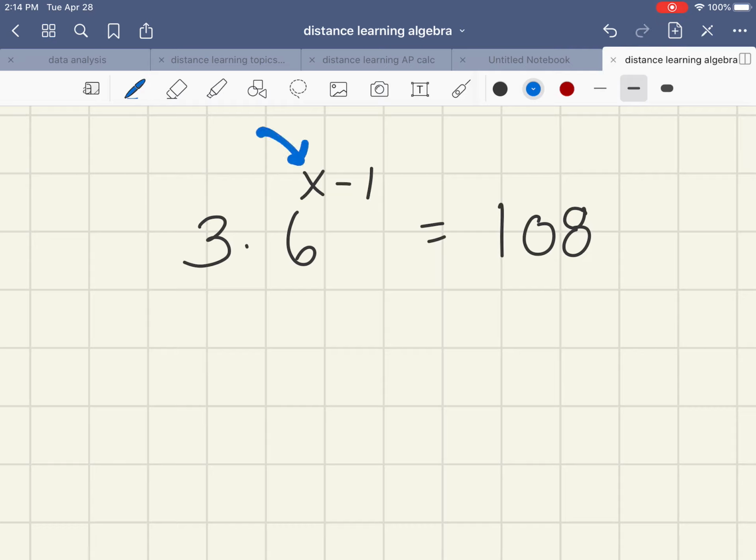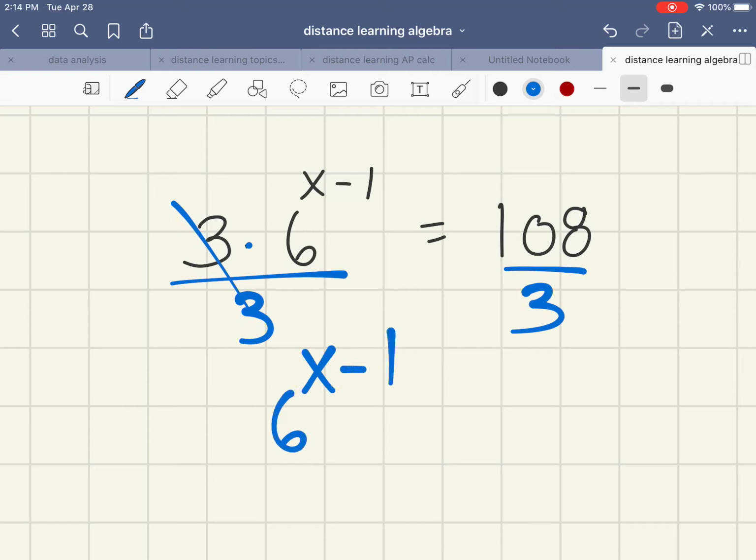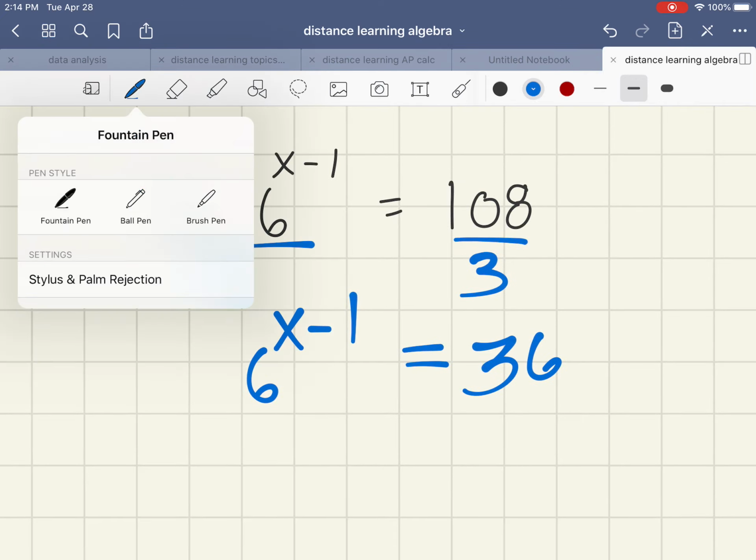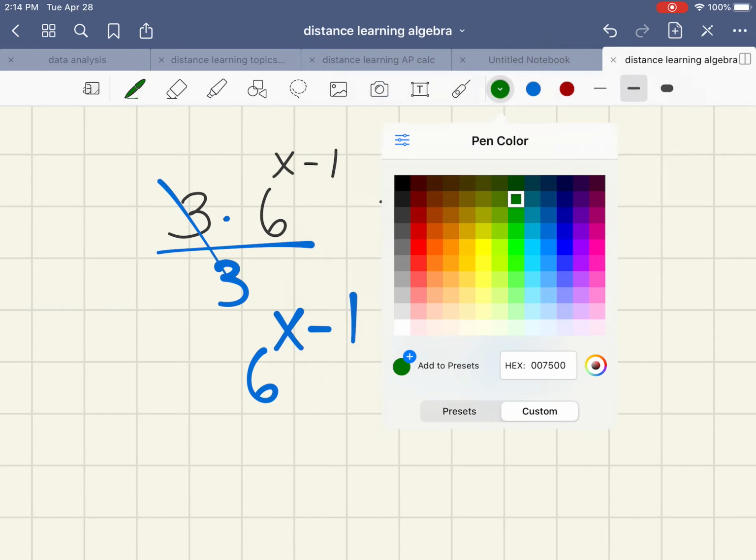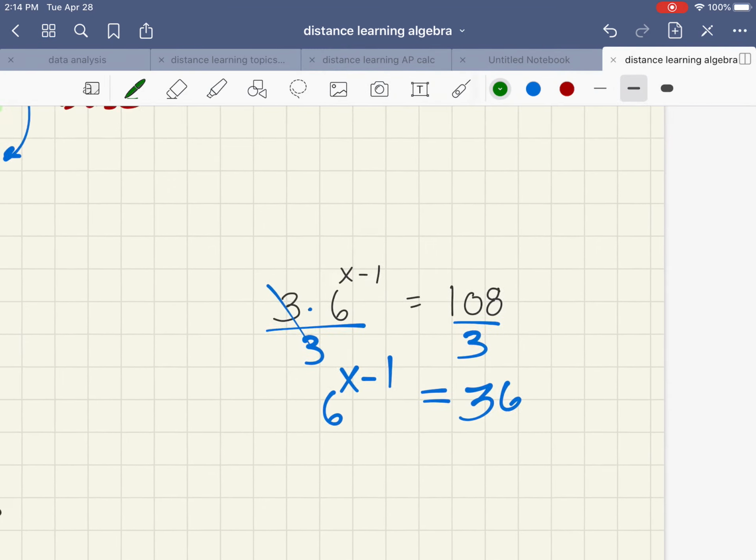So when we're solving, we're trying to get x by itself here. The first thing we're going to do is, since there's multiplication by 3, we will divide by 3. And we get 6 to the x minus 1 equals 108 divided by 3, which is conveniently 36. You might see why it's convenient, and you might not.